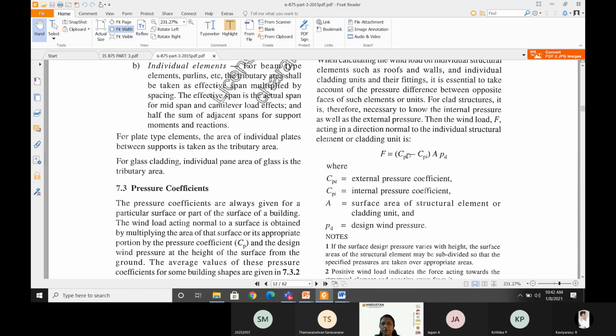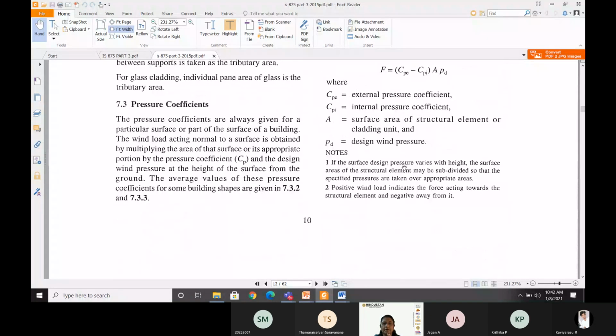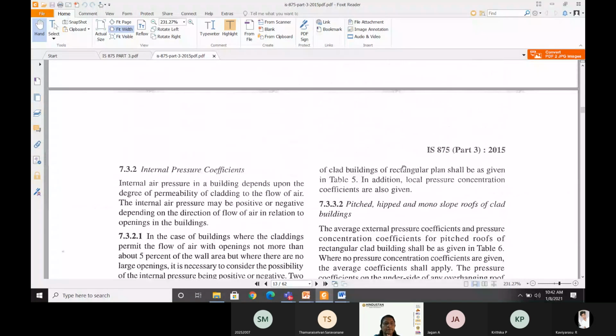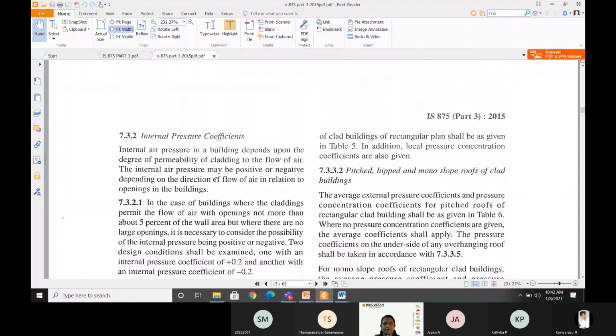And you can see another two coefficients here, the external pressure coefficient and the internal pressure coefficient. Before the external pressure coefficient, I think we'll discuss the internal pressure coefficient, which depends upon the number of openings. If you have a building, a room, I'll just explain.